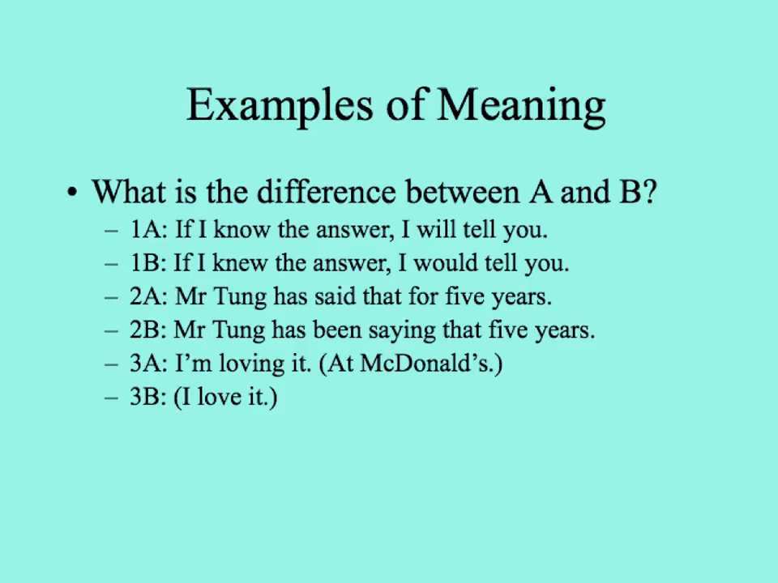Let's look at examples of meaning. So 1a is what we usually call a type 1 conditional sentence, and 1b type 2. But what is the difference in meaning between 1a and 1b? What about the difference in meaning between 2a and 2b? And what do people mean when they say, I'm loving it, as opposed to, I love it?